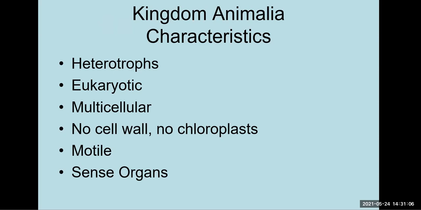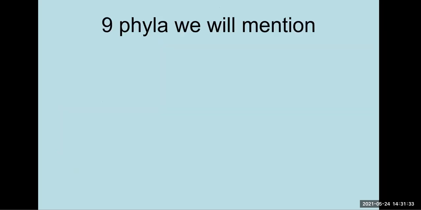Why? Only bacteria and plants have a cell wall. No chloroplasts too, because only plants have chloroplasts. Animals don't have. They are motile, or they can move wherever they are, and they use their sense organs. What are those sense organs? The eyes, nose, ears, hands, feet, and the mouth and the tongue for sense of taste.